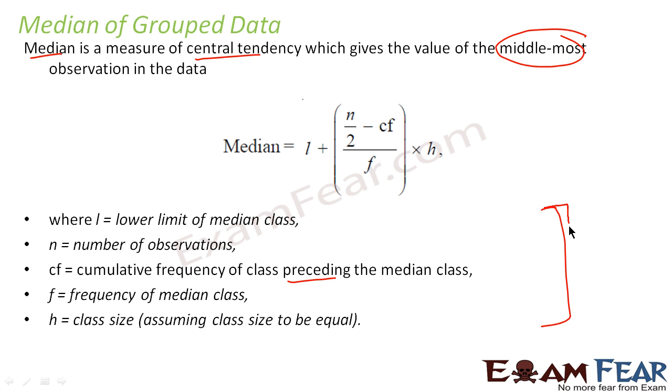I'll solve one question to explain this. Just understand, learn this formula. The formula says median is L + ((n/2 − CF)/F) × H, where L is the lower limit of the median class, n is the number of observations, CF is the cumulative frequency of the class preceding the median class, F is the frequency of the median class, and H is the class size.